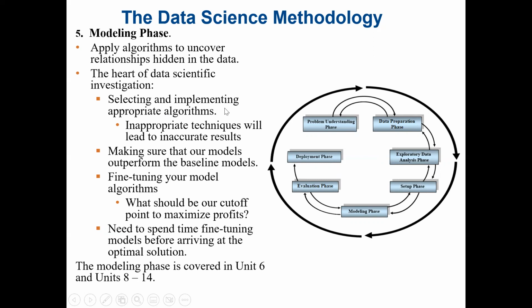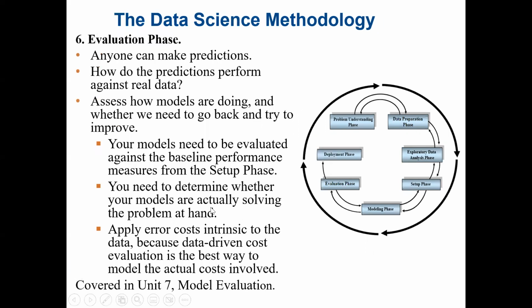So here we again select and implement our appropriate algorithm. Inappropriate techniques, of course, will lead to inaccurate results. We also have to make sure that our models outperform the baseline models. We also have to fine-tune our model algorithm. Here we need to spend time fine-tuning models before arriving at the optimal solution. And from Unit 6 up to the end of the chapter, which will be Unit 14, we are going to discuss different types of data science algorithms.